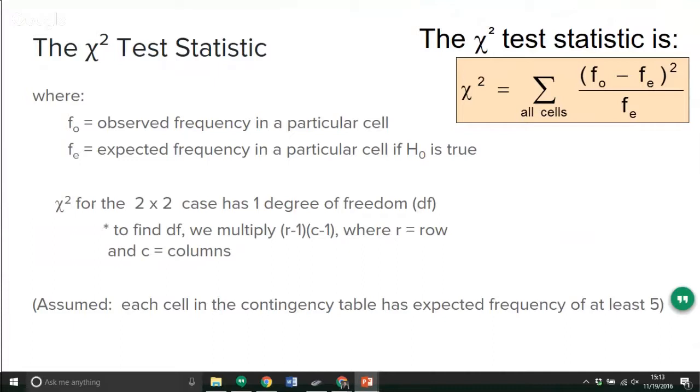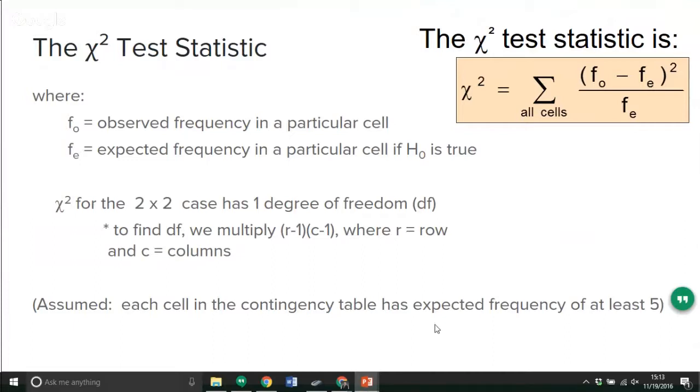The degrees of freedom, which we're not getting into, for a chi-square is the number of rows minus 1 times the number of columns minus 1. So in a general 2 by 2, it would make sense that there is 1 degree of freedom. We would multiply the rows, which in this case would be 2, minus 1 is 1, by the number of columns, which again would be 2 minus 1 is 1. So 1 times 1 is 1, and that would be 1 degree of freedom.